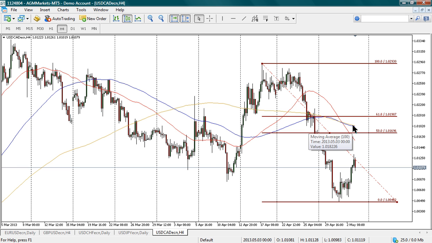So yeah, quite a few interesting charts there, in my opinion. Lots of interesting setups going on. The technicals are playing out really nicely.